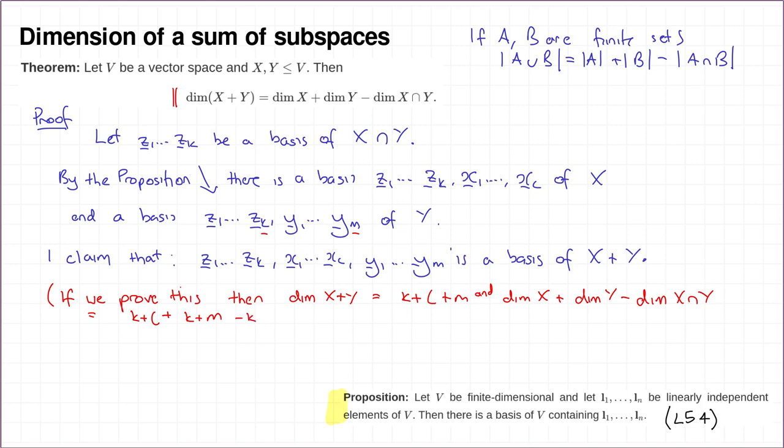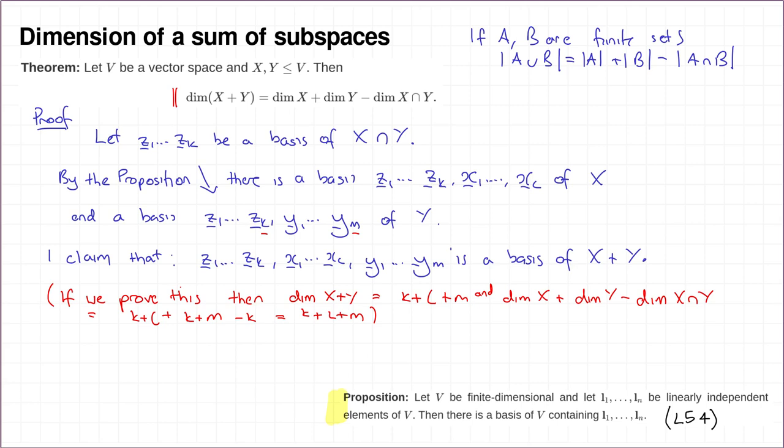So what have you got there? You've got k plus l plus m. So both the dimension of X plus Y and the right-hand side of that equation will be equal to k plus l plus m. So they're the same. And proving that this thing really is a basis of X plus Y gives us what we want. So that's all we need to do then to prove that this sequence which I've written down is a basis of X plus Y.